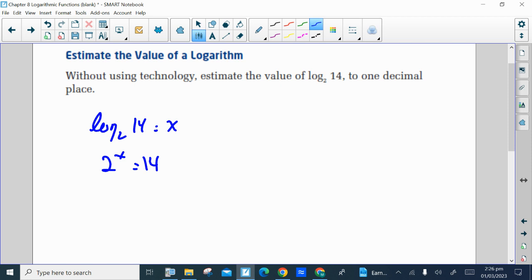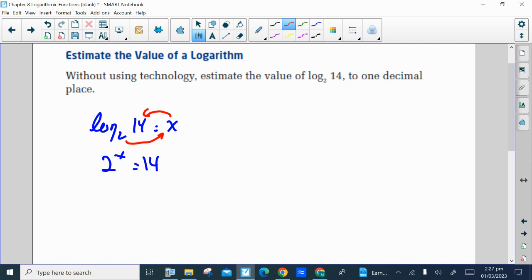Yes. Start with the base and cycle through. Remember that the base of the log will be the base in the exponential form. So you start with that number. That's your base. We're trying to estimate what the value of x is, because x is the value of log base 2 of 14. We just changed it from logarithmic to exponential. This is asking: 2 to the what power is 14?